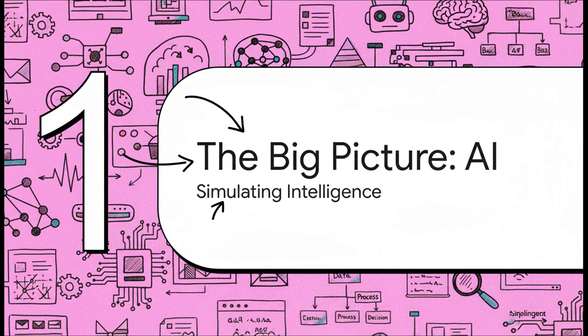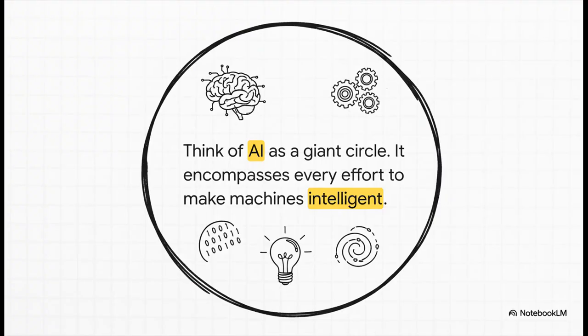All right, let's kick things off with the big one, artificial intelligence. This is the granddaddy of them all, the entire umbrella term that everything else we're going to talk about fits under. Okay, to make this super easy to wrap your head around, just think of AI as this giant circle. It covers any and every attempt to make a machine act intelligently. This is our starting point. It's the whole universe for this conversation.